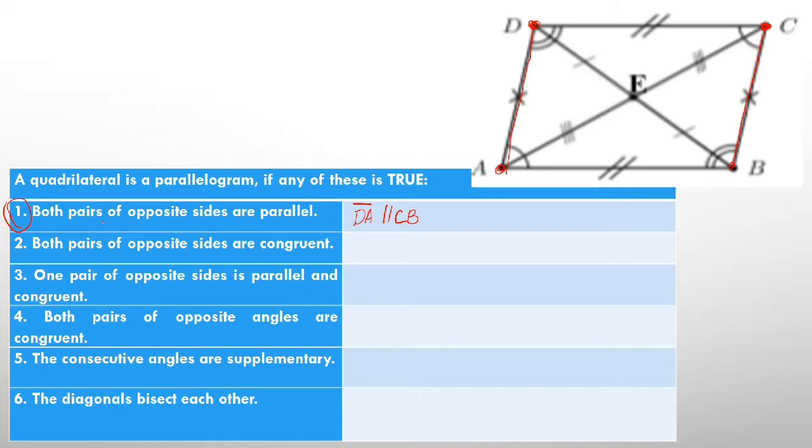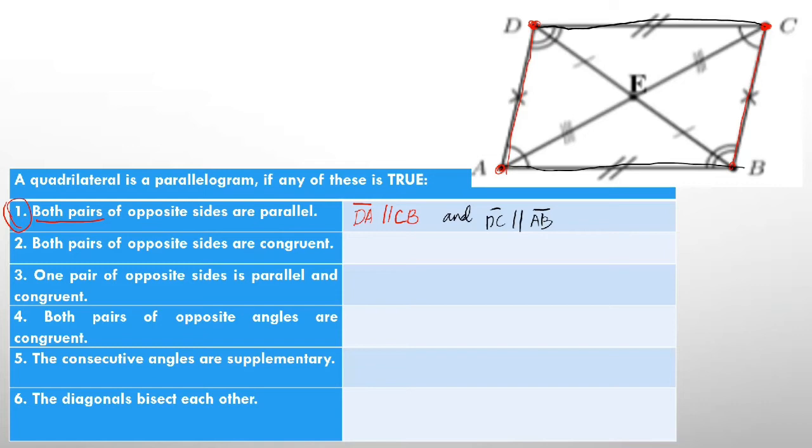Now, let's proceed with the second pair of our parallelogram. So, the second pair of our parallelogram is yung line DC natin. Line DC, ang opposite side niya is yung line AB natin. Since yung line AB natin is, if we extended it and it will not intersect to our line DC, then it is a parallel. Therefore, line DC is parallel sa line AB natin. Okay? Therefore, we prove that both pairs of opposite side ay parallel.